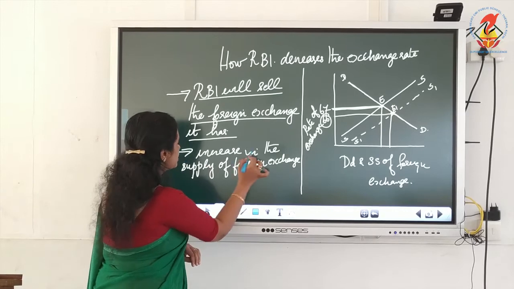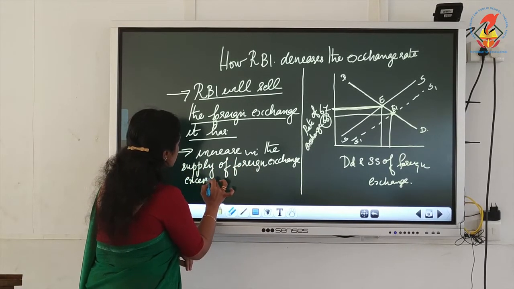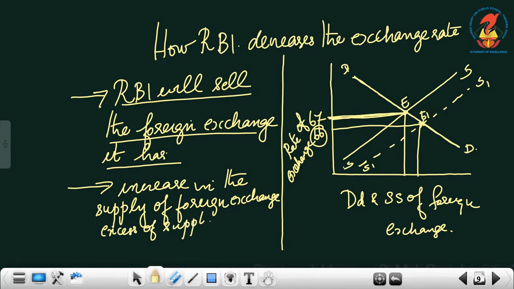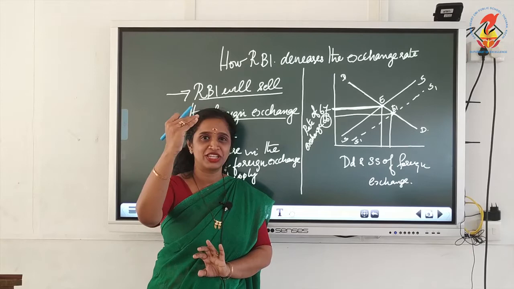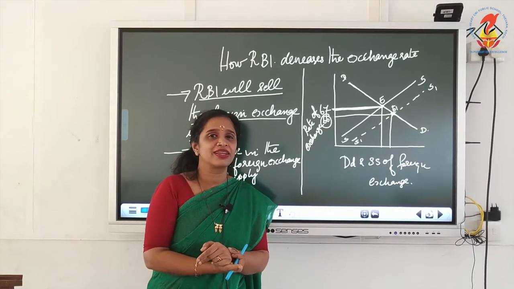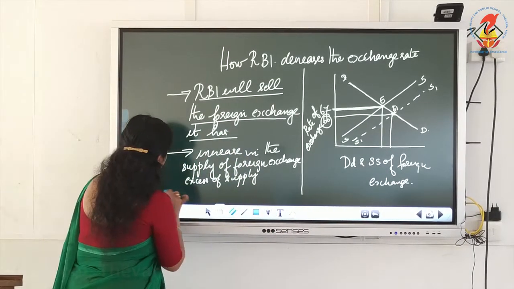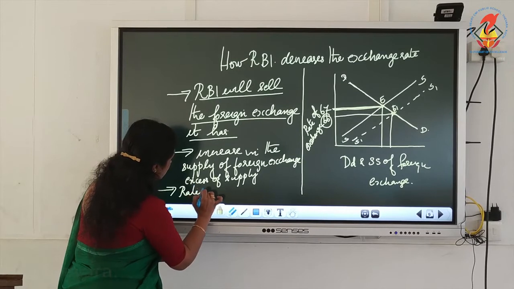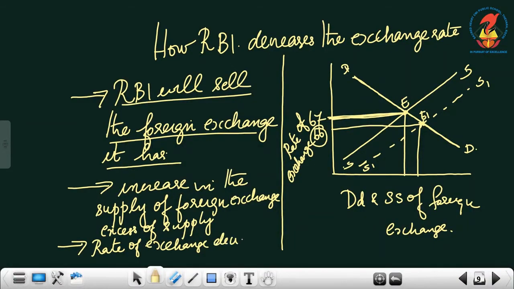Okay, an increase in the supply of foreign exchange can cause excess supply. When there is excess supply in the market, what happens to the rate of exchange? The rate of exchange will definitely come down, because when there is something in excess in the market, the price will definitely come down. Therefore, we can write: the rate of exchange decreases due to excess supply.